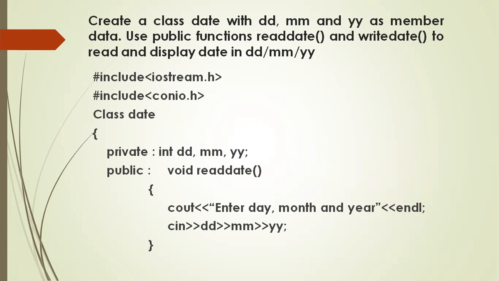Let us start with the first example. The problem is to create a class date with dd, mm, and yy as member data. So here the class name is date. The three member data which belong to the class are dd, mm, and yy. dd is for date, mm for month, and yy is for year. This class has two public functions: read date and write date. The purpose of read date is to input the values for the member data dd, mm, and yy. And the purpose of the write date function is to display the value of the date in the date format, that is dd/mm/yy.